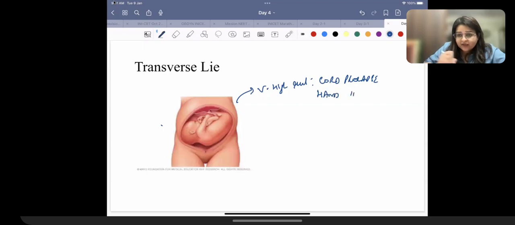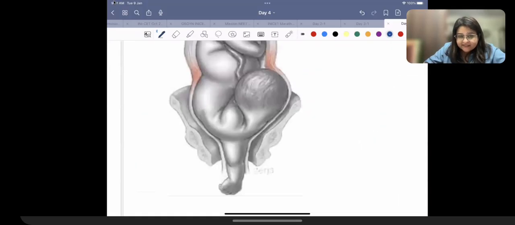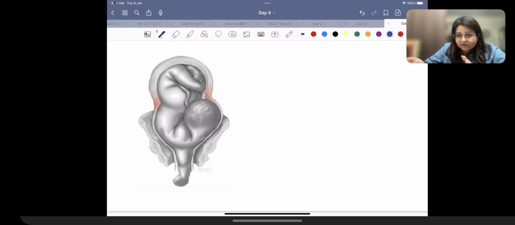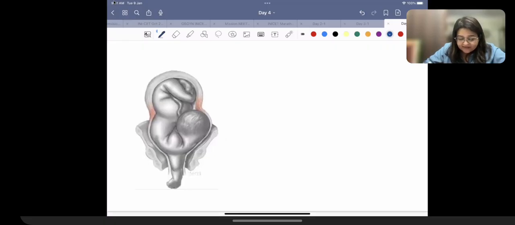The hand can prolapse. The cord can prolapse, leading to distress, and the hand can prolapse. And if the hand prolapses like this, I don't know how many of you have seen this situation in the labor room. In rural areas it is not very common, but sometimes you do see it. The hand has come out. So once the hand comes out, what is this called? In transverse lie, the presentation is a shoulder presentation, right? The shoulder is the presenting part. So this is actually called a neglected shoulder.